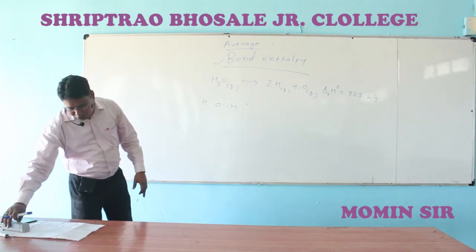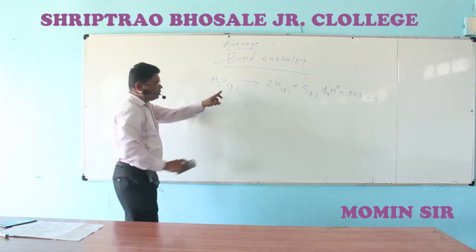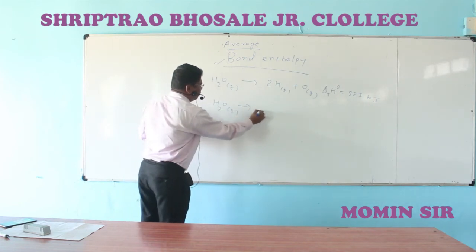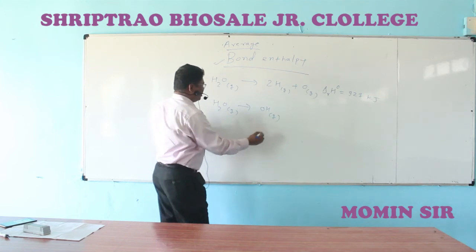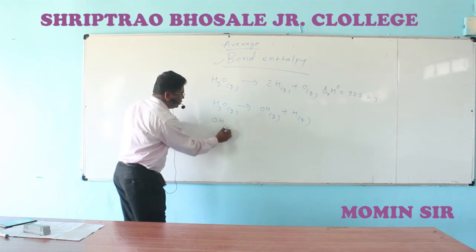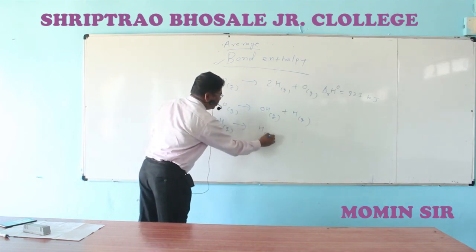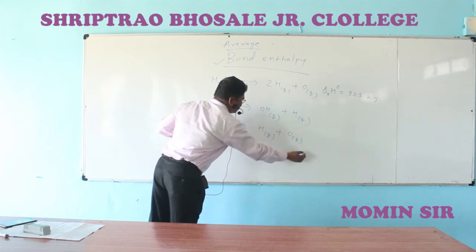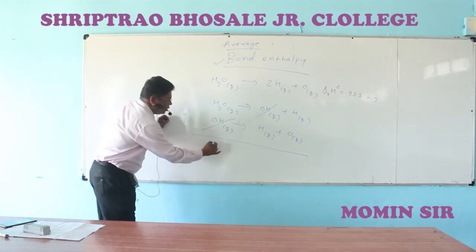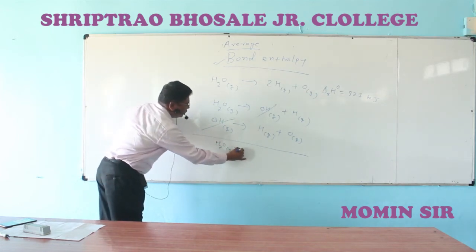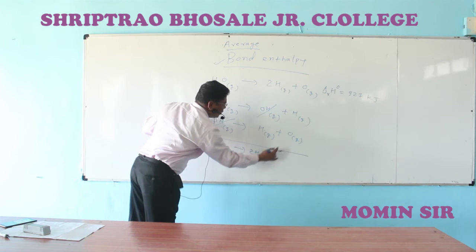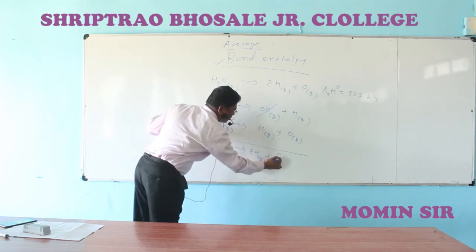For example, you know that we can write this same reaction in 2 steps like this. H2O gaseous, first bond breaking takes place, gives OH gaseous plus H gaseous. Then OH gaseous gives H gaseous plus O gaseous. The OH gaseous gets cancelled. So H2O gaseous gives 2H gaseous plus oxygen gaseous.